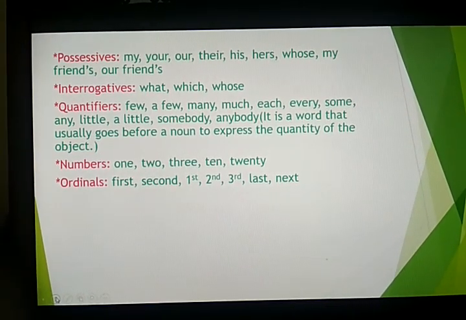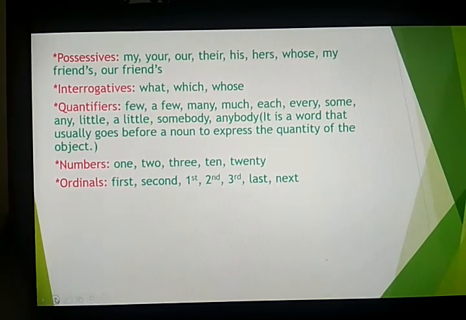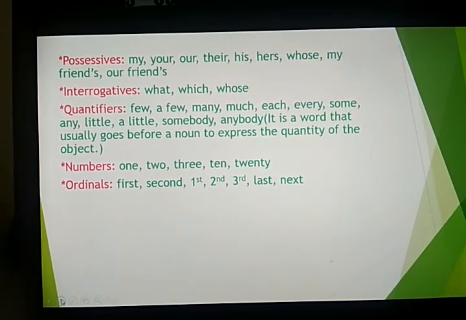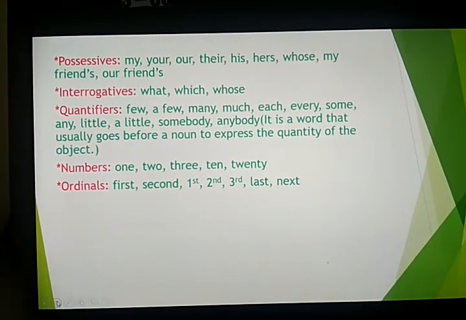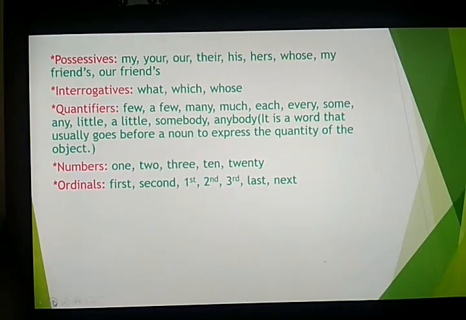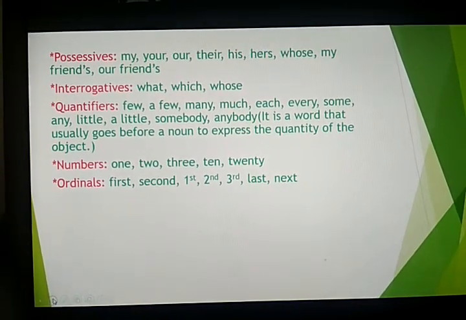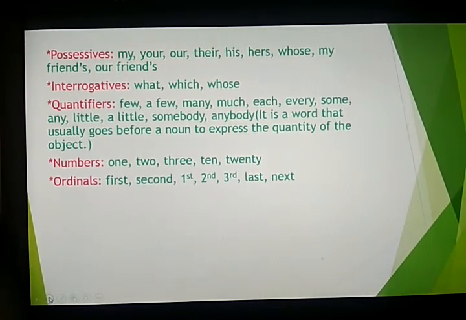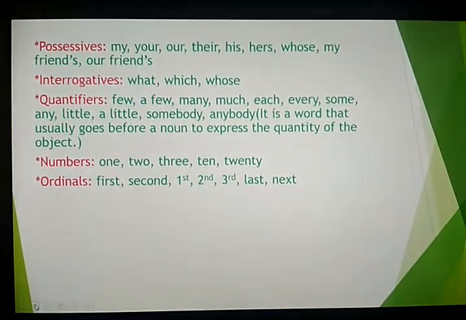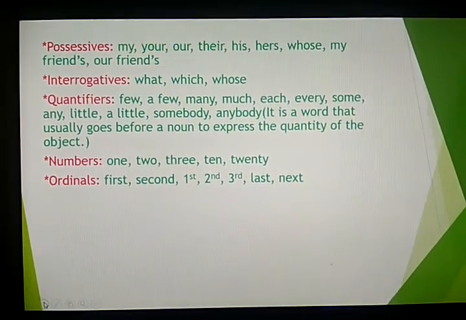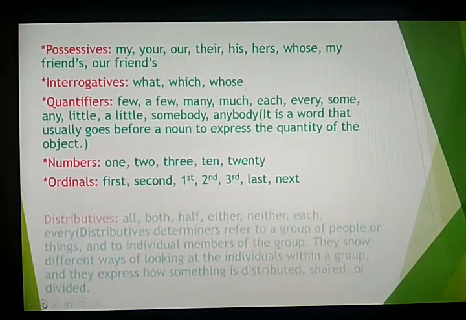Now next is ordinals. Ordinals: first, second, and so on. Again, you can see first, second, third, last, and next. So these are ordinal determiners. So the boy stood first in the class. Yes, the naughty boy is sitting at the last bench. Now next, the boy is sitting next to the girl. So these are ordinals, ordinal determiners.